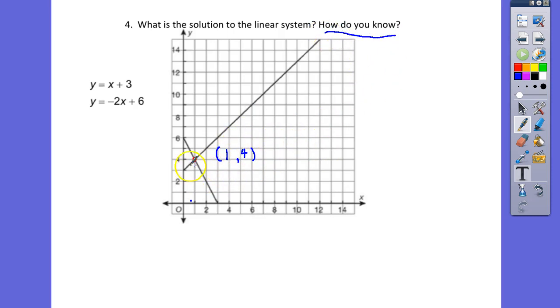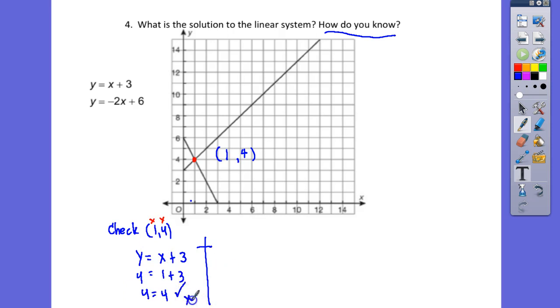And you say, how do you know? Since we have the equation over here, we can check. Check 1, 4. Because if it works in both equations, remember, that means it is a solution when you plug it in. So let's plug it in. y equals x plus 3. So this is x, this is y. Instead of writing y, I'm going to write 4. Instead of writing x, I'm going to write 1, plus 3. 4 equals 4. Yep, that's a yes.